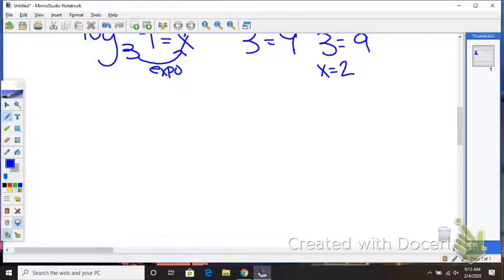So the x goes to the base is 3 and the answer is 9. The exponent, yes. Okay, I'll keep it easy. Wait, one more time.